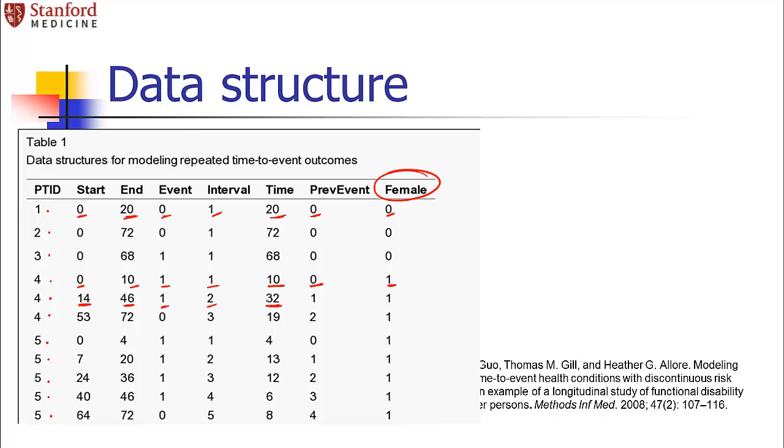That time interval lasted 32 months, from 14 months to 46 months. Now they've had 1 previous event and they're still female. The last thing that happened was they became at risk again. Their second bout of disability stopped at 53 months. They became at risk again, and then 72 months into the study, the study ended and they were censored.